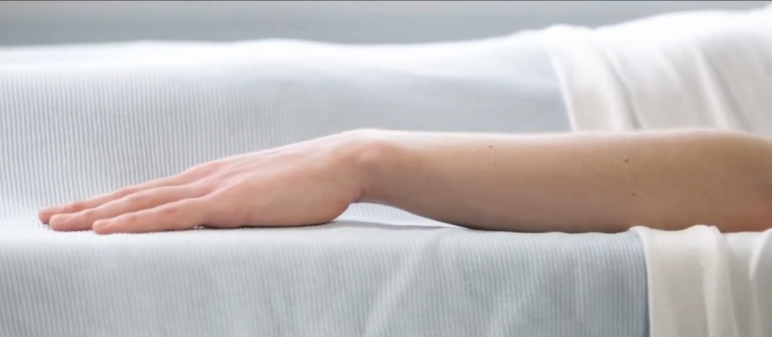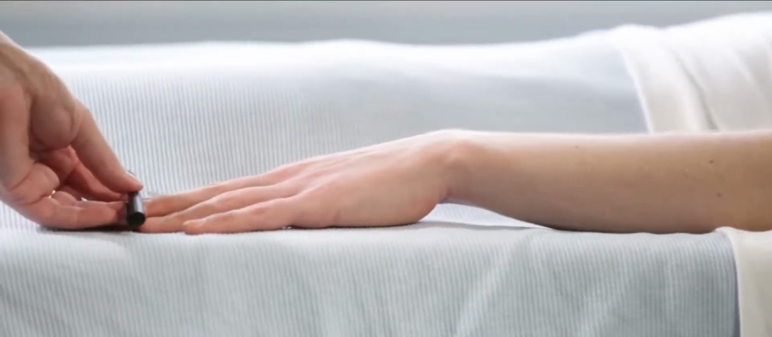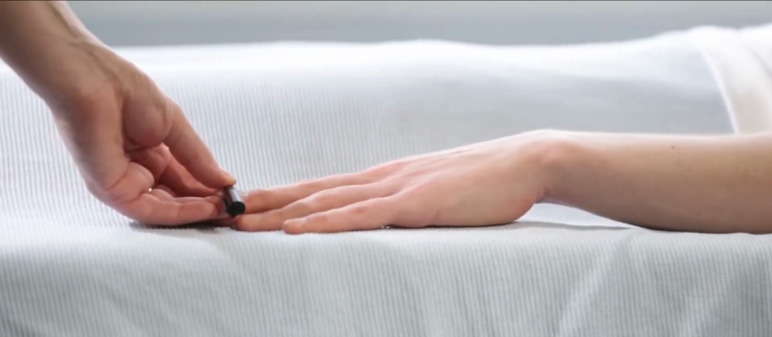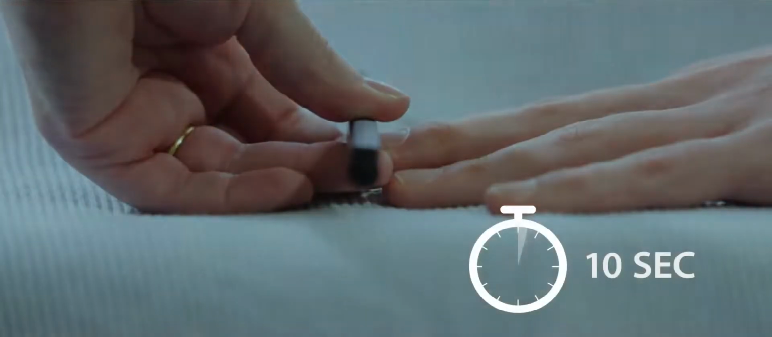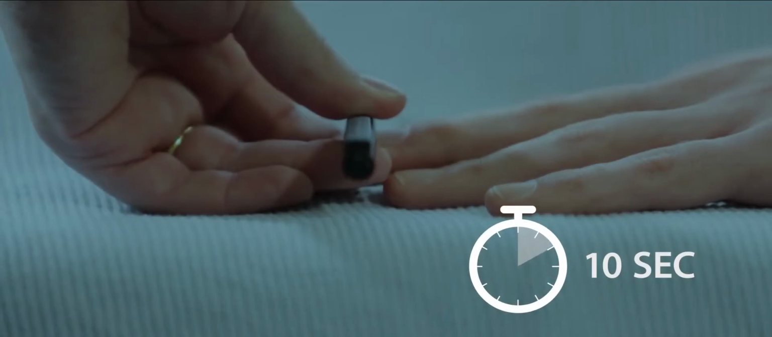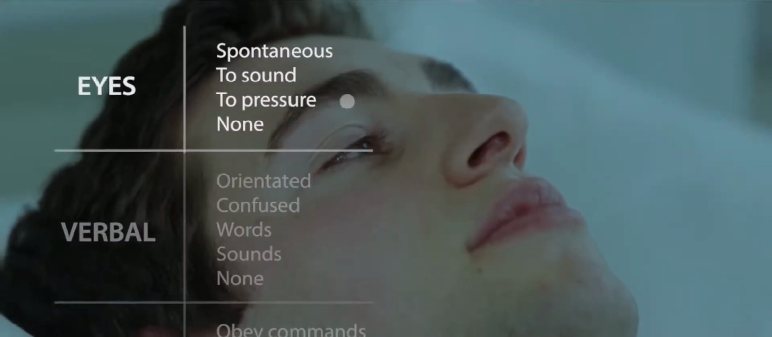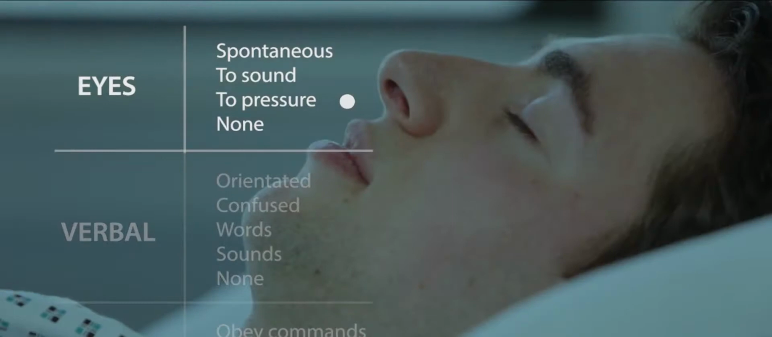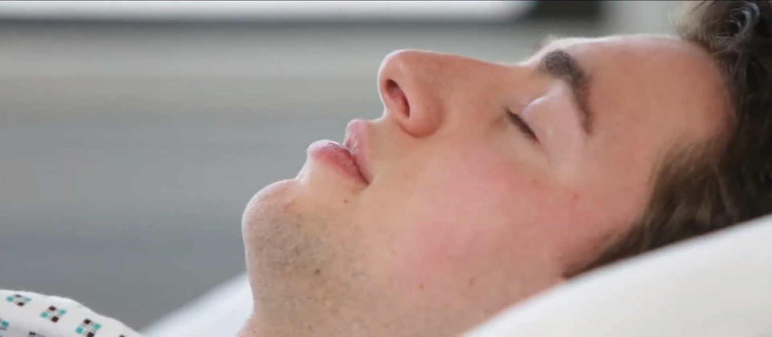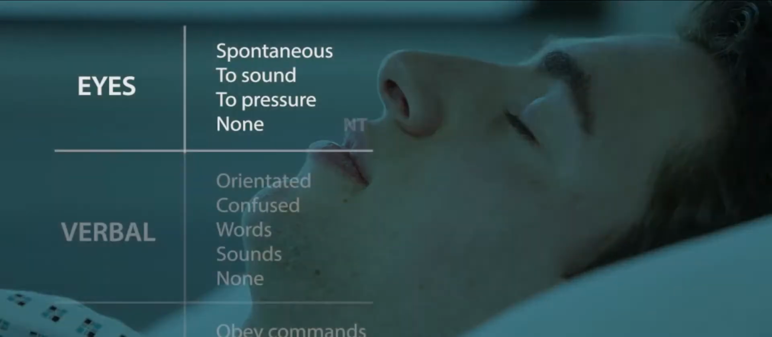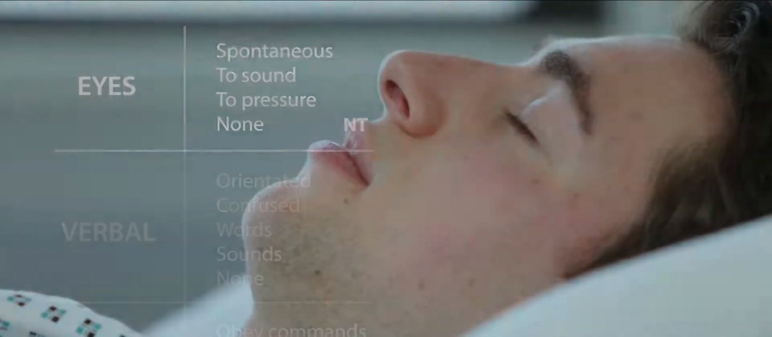Stimulation starts at a low level by pressing on the nail tip and is applied with increasing intensity for up to 10 seconds until the patient demonstrates a response or until maximum stimulus has been applied. If the patient opens their eyes, record to pressure. If they do not open their eyes, record as none. If there are local factors, such as swelling, interfering with eye opening, record eyes not testable.